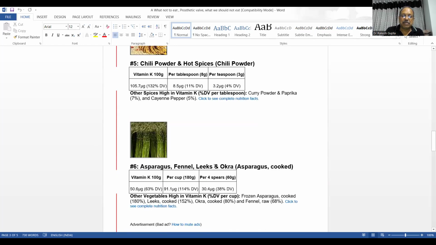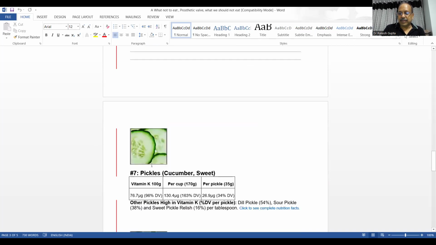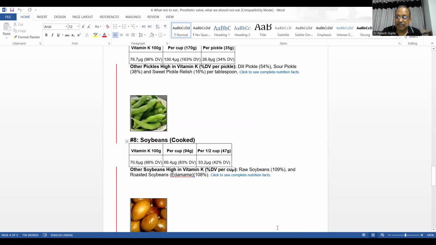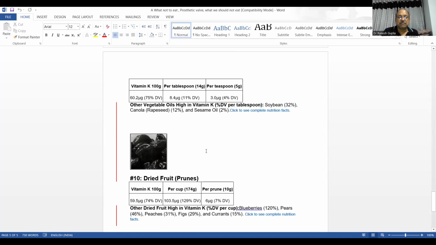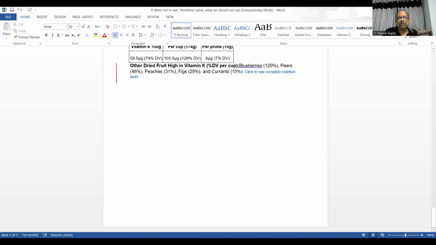Then the most important thing, which people always forget. Look, asparagus, fennel and leeks nobody eats in India. It is okra, or bhindi, which the majority of people eat all the time, despite having a prosthetic valve. Then comes cucumber. It is not a green leafy vegetable, because we always say green leafy vegetables. Then cooked soya bean and olive oil. Dried fruits or prunes, normally we do not recommend them and we have to tell them not to eat. And I think these are the ten things which I always tell my patients not to eat.